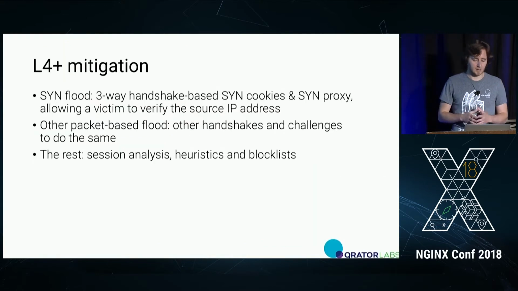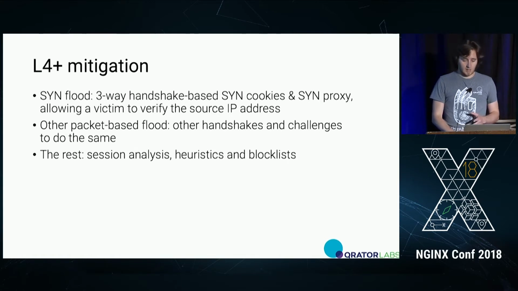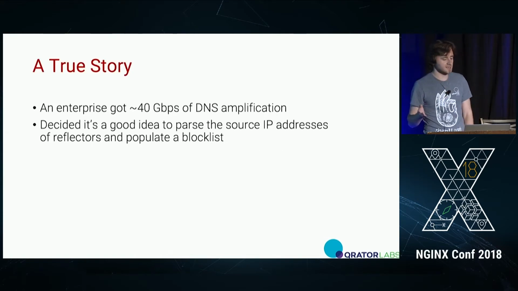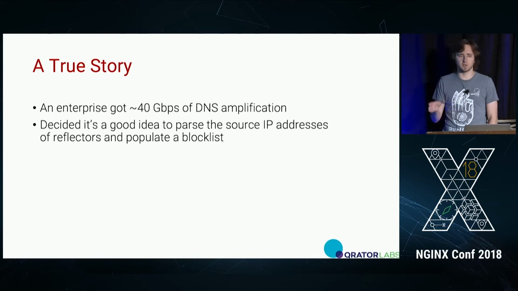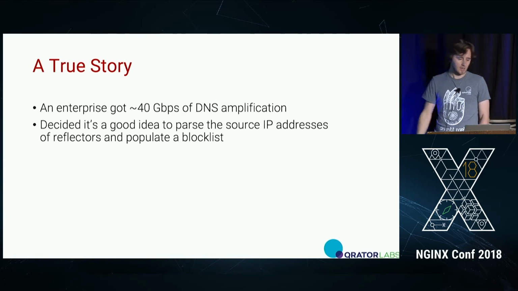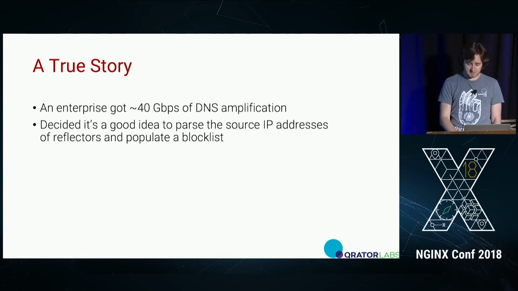Once you have done that, you have verified the source IP address, and you can do session analysis, heuristics, and block lists also. Here is the story about the block list thing. This is a true story. One enterprise got about 40 gigabits of DNS amplification and decided it was a good idea, because DNS amplification comes from vulnerable servers with their own IP addresses, to put the IP addresses of those vulnerable servers into a block list. So the enterprise decided to parse the source IP addresses from tcpdump and populate a block list.